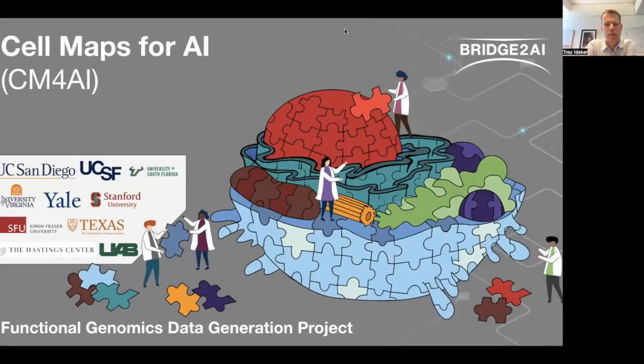My name is Trey Ideker. I'm a professor of medicine, computer science, and bioengineering at University of California, San Diego. It's my great pleasure today to introduce the Cell Maps for AI project, a functional genomics data generation project, which is part of the NIH Bridge to AI program.